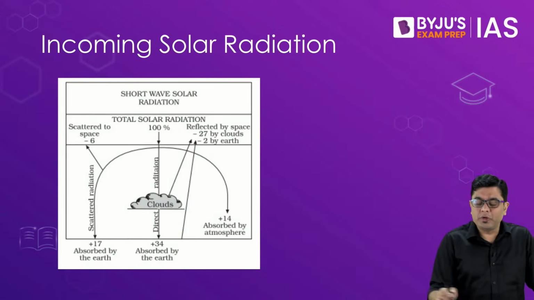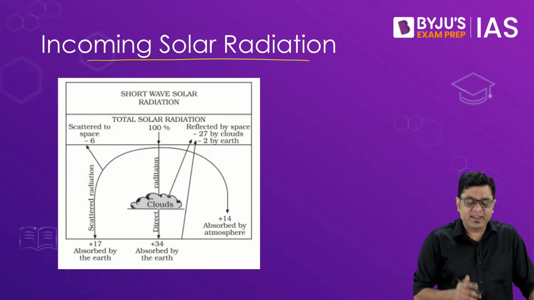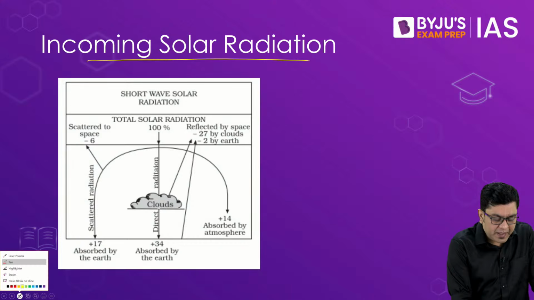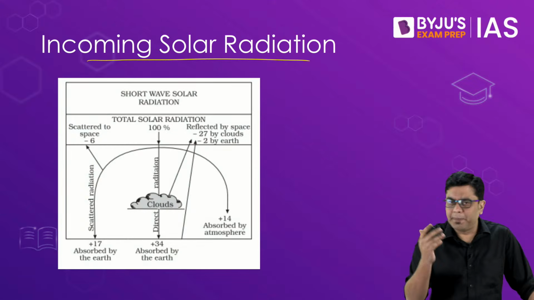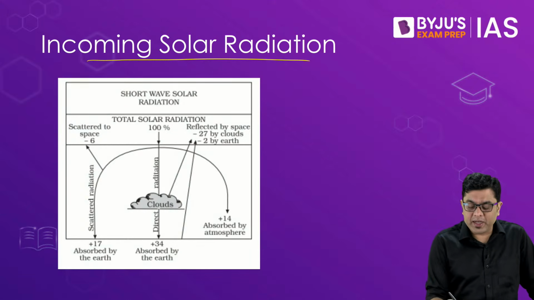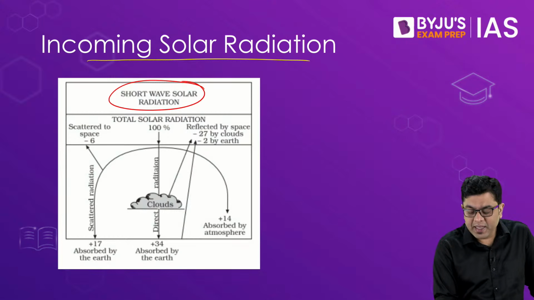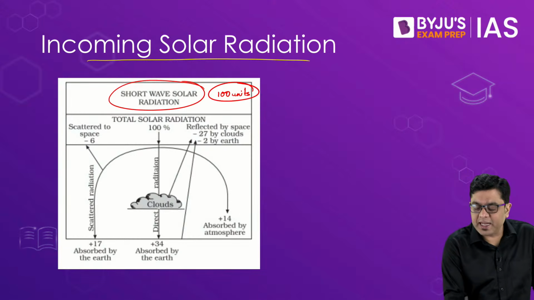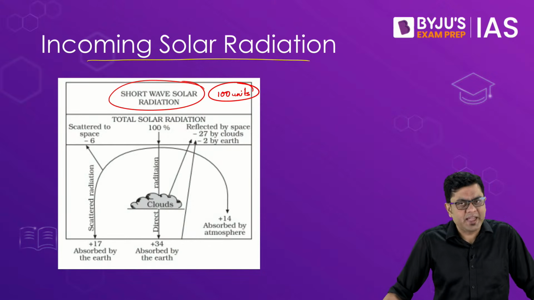So when we talk about the incoming solar radiation, and when we take that as an example, let me elaborate what we mean by that. Let us suppose that the incoming short wave solar radiation, the total amount of it which falls on the top of atmosphere, is taken to be 100 units, or simply put 100%.